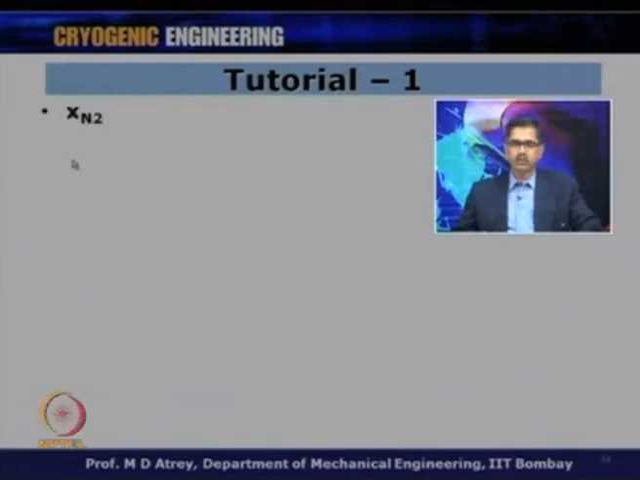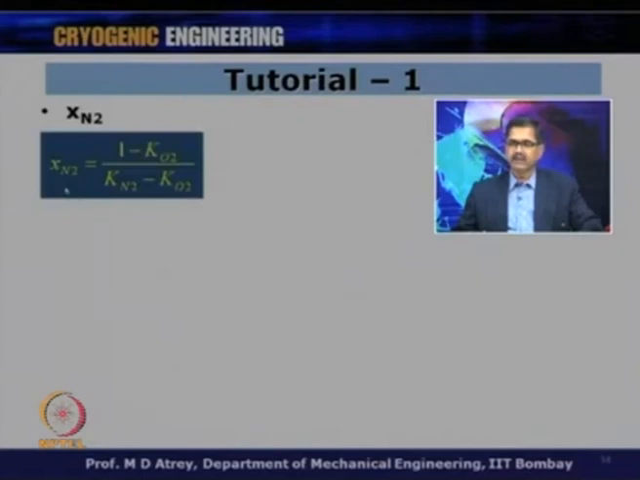Once I know Kn2 and KO2, I will have to calculate the value of Xn2, and if I relate the earlier expression, I got Xn2 is equal to 1 minus KO2 upon Kn2 minus KO2, and similarly I got a relation for XO2 also, which I will exploit in the next slide. So, once I know the two distribution coefficients Kn2 and KO2, I can calculate Xn2.